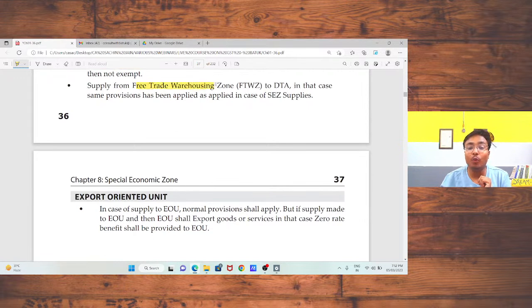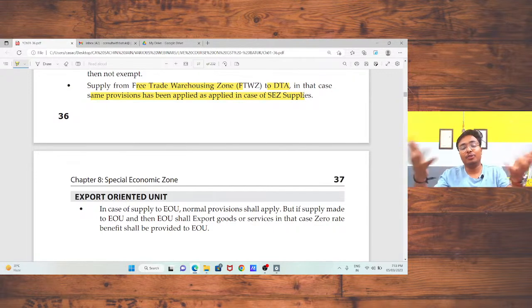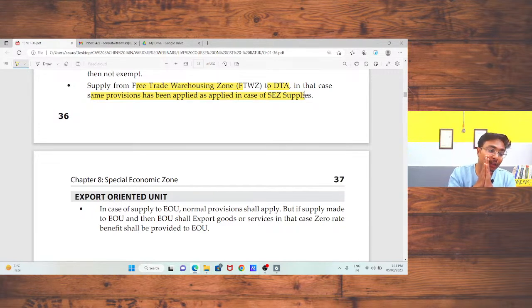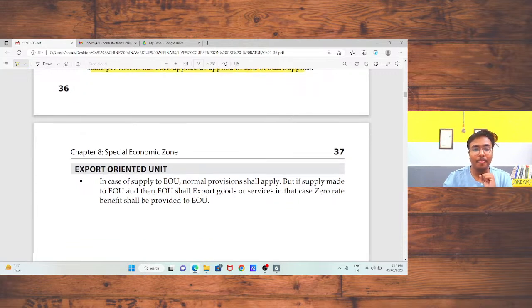Supply from a free trade warehousing zone to DTA. In that case, the same provision applies as in the case of an SEZ unit. If a free trade warehousing zone is going to provide any services or goods to a DTA, that is a domestic tariff area unit, in that case the same provision which was applicable in case of SEZ will be applicable. I will provide you the format of the declaration. Just WhatsApp me that fact, and I will provide you the declaration on the WhatsApp group, or I will provide it individually, not an issue.